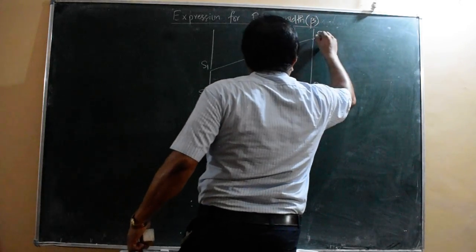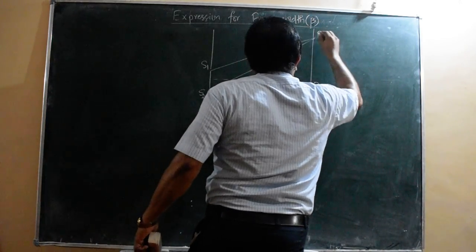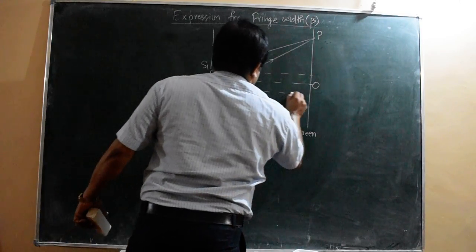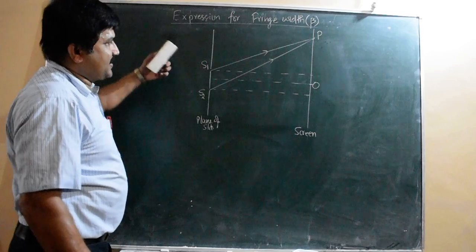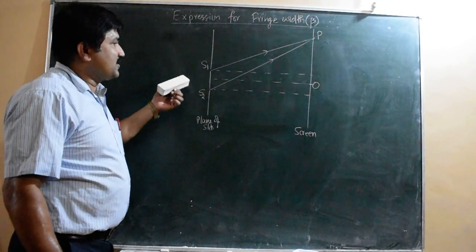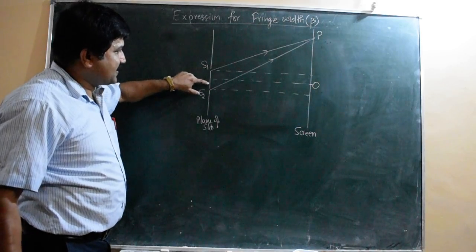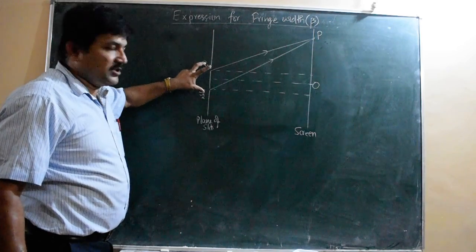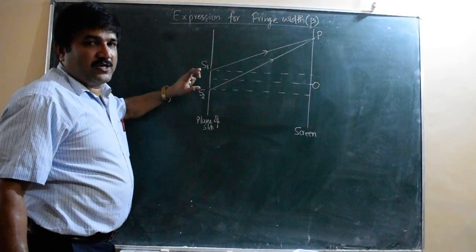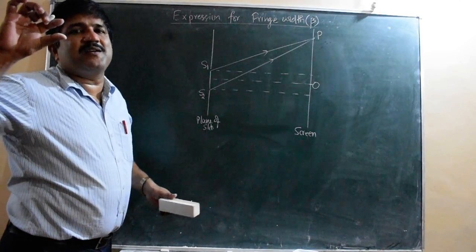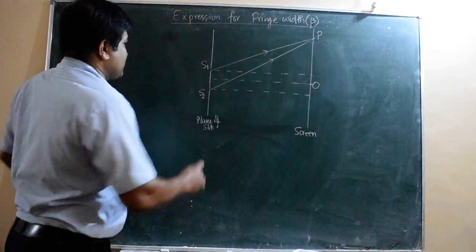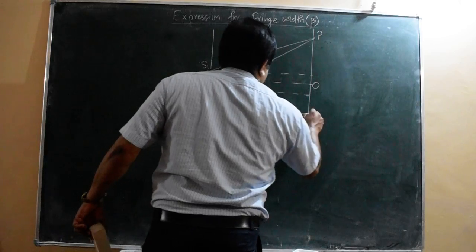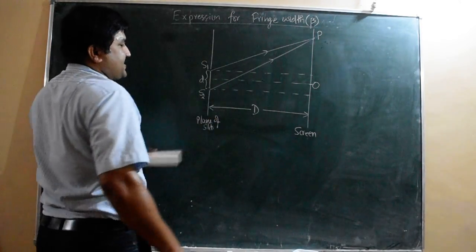So I will draw the distances like this. The experimental setup you see was discussed in the previous class, only part of that setup. Two slits are illuminated by the single slit, light from the single slit falls on the two slits, and each gives an intensity of say I0. The slits are very near and very narrow. The distance between the slits is small d, and the distance of the screen from the plane of slits is capital D.